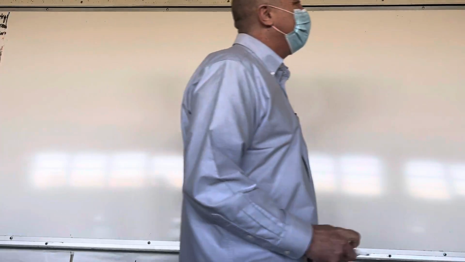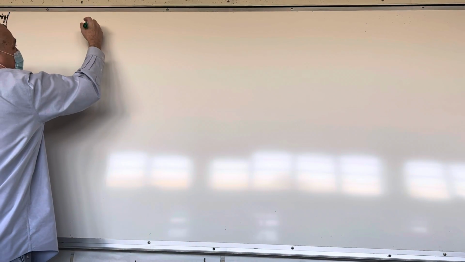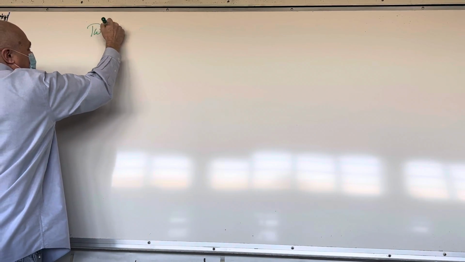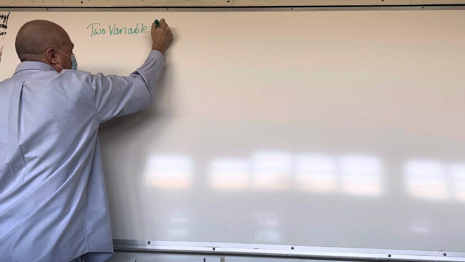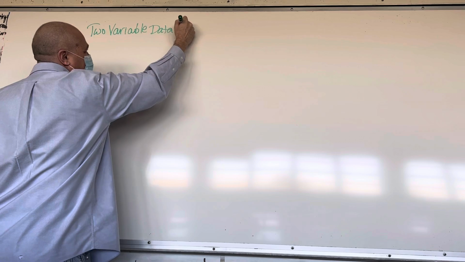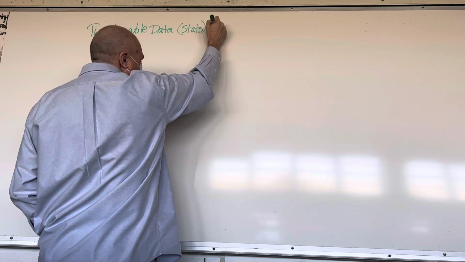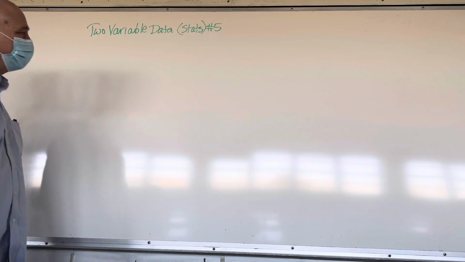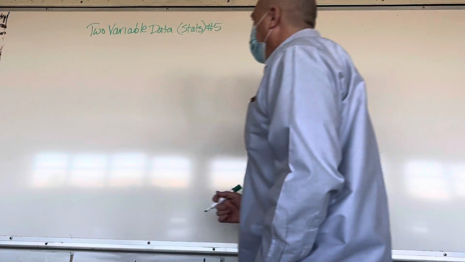All right, so this is two variable data number 5, better known as stats number 5. There we go, stats number 5, two variable data. The title of this one is linear regression.